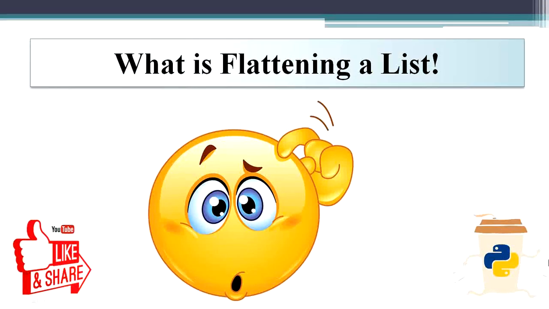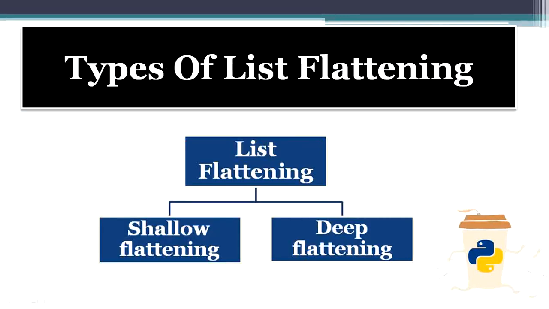Now many of you might be wondering what is flattening a list? The answer to it is quite simple. Flattening a list is the process used to convert a multi-dimensional or nested list of lists into a one-dimensional list. Now I will be showing you what's that. However, before moving on to that, let's discuss the types of list flattening.